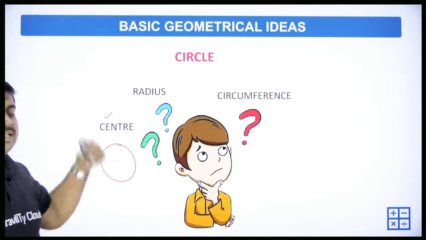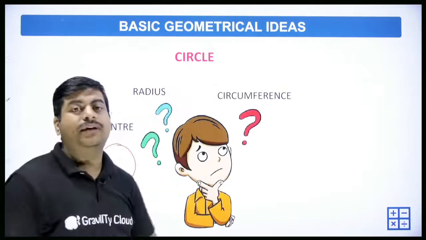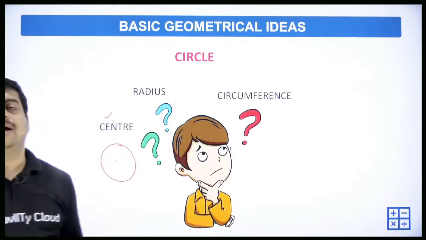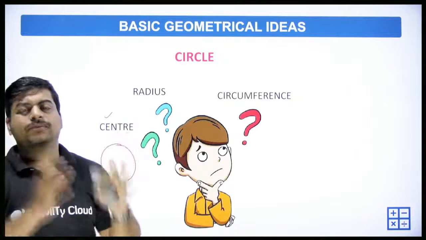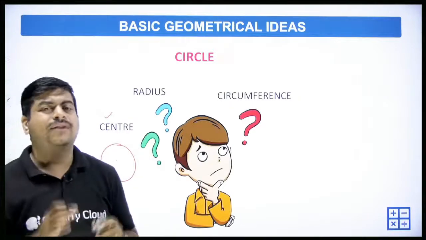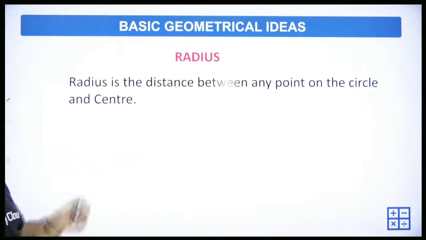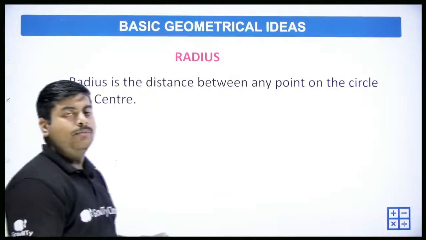Radius, just now we discussed. Once again, let's try to discuss. And what is circumference? And after that we also have something called area and a lot of other things that come with circles. So let's start with the very basic thing of a circle, which is a radius.